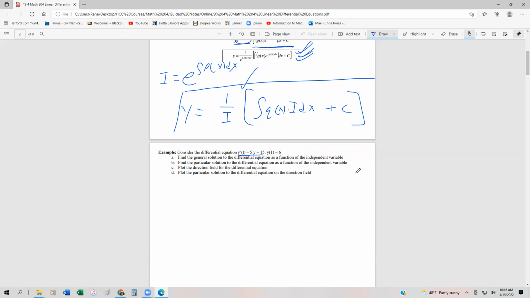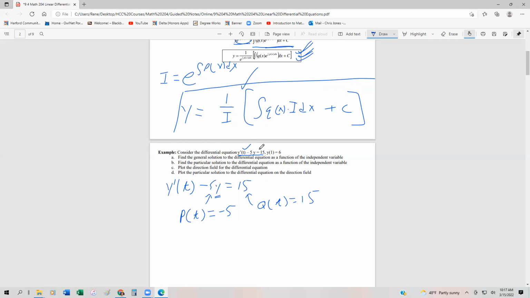All right, so in this example, y prime at t minus 5y equals 15 is already in the form of a linear differential equation. Now notice that our variables are in terms of t instead of x. So we're just going to change all the x's to t's. In this case, p of t is going to be equal to -5 because it's the coefficient of the y, and then q of t is going to be 15.